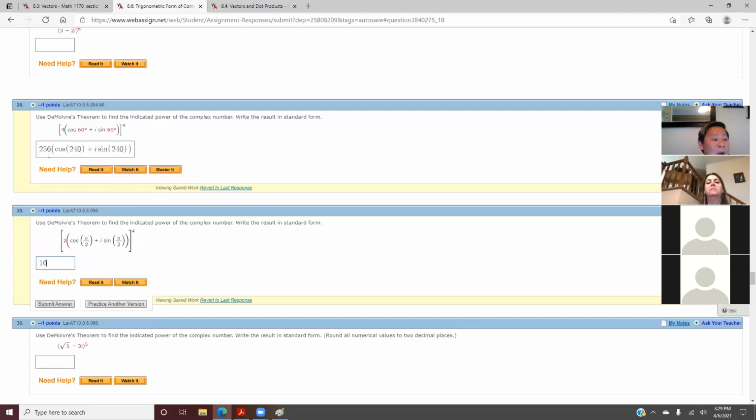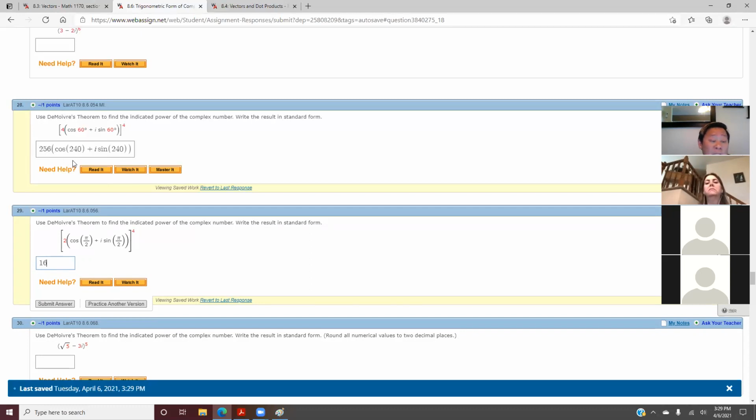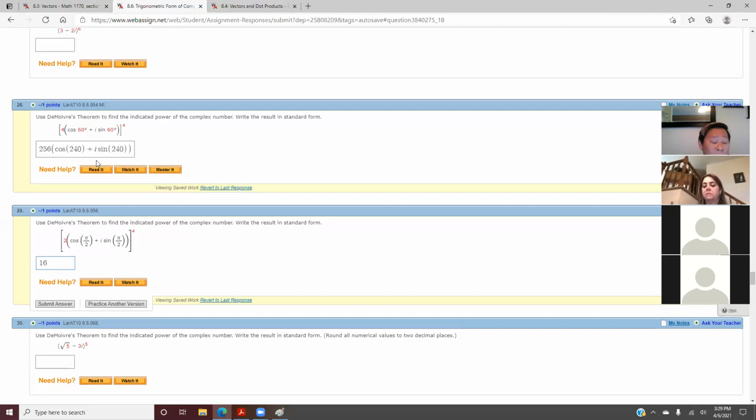Remember the unit circle that you guys learned is back again. Like cosine 240, you have to use the unit circle to figure out what cosine 240 is, and then multiply it with 256. And then sine 240, what sine 240 is, then multiply it with 256.